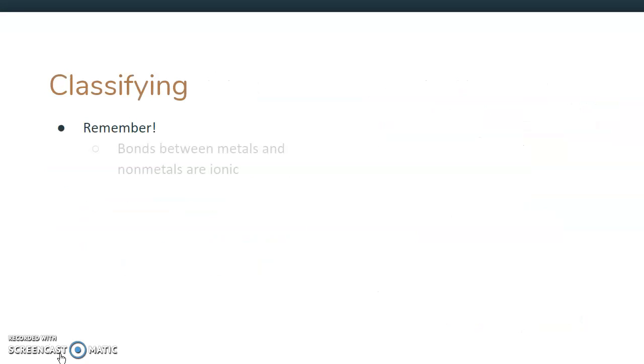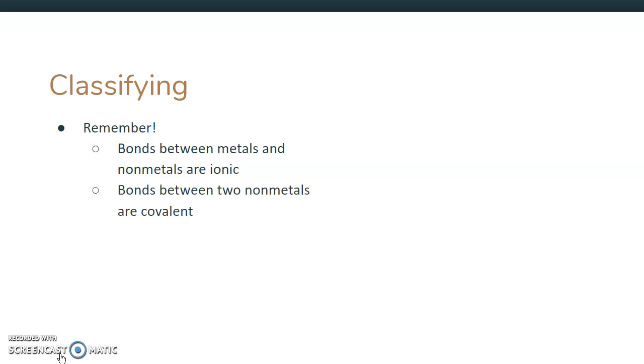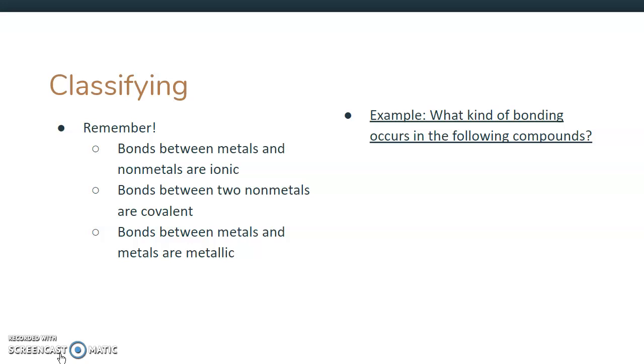So another thing we want to learn about is how to classify each one of these different things. So, for example, we want to remember that our bonds between metals and nonmetals are ionic, our bonds between two nonmetals are covalent, and our bonds between metals and metals are metallic. So, for example, what kind of bonding occurs between the following compounds? So, if we look at NaCl, would it be an ionic, covalent, or metallic bond?